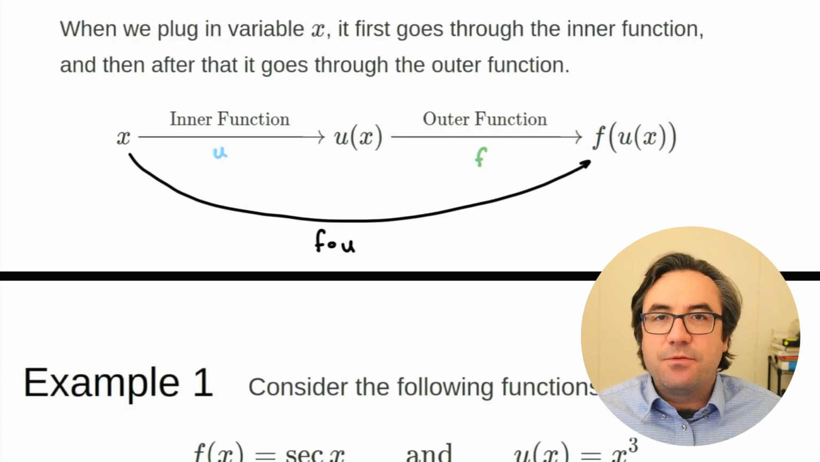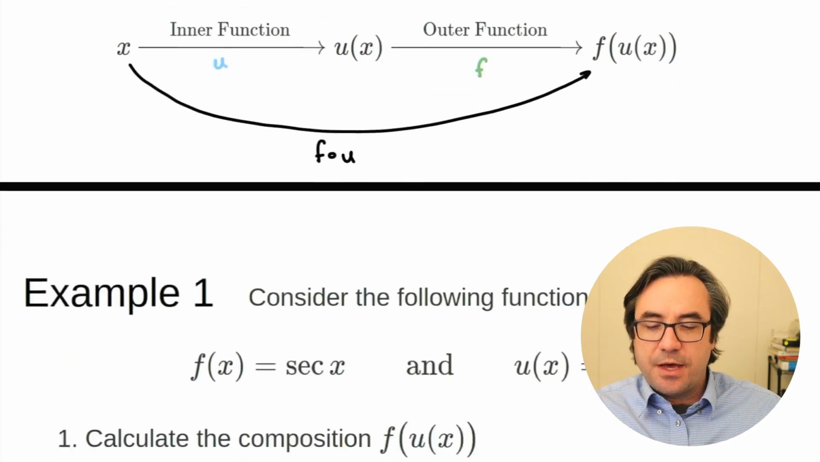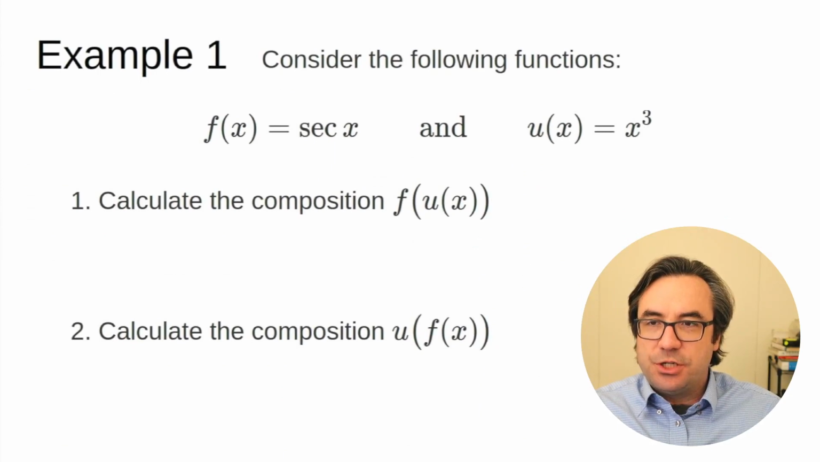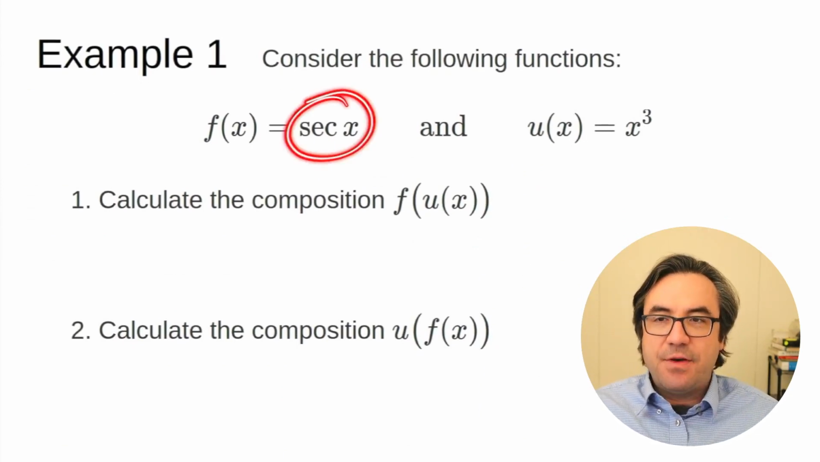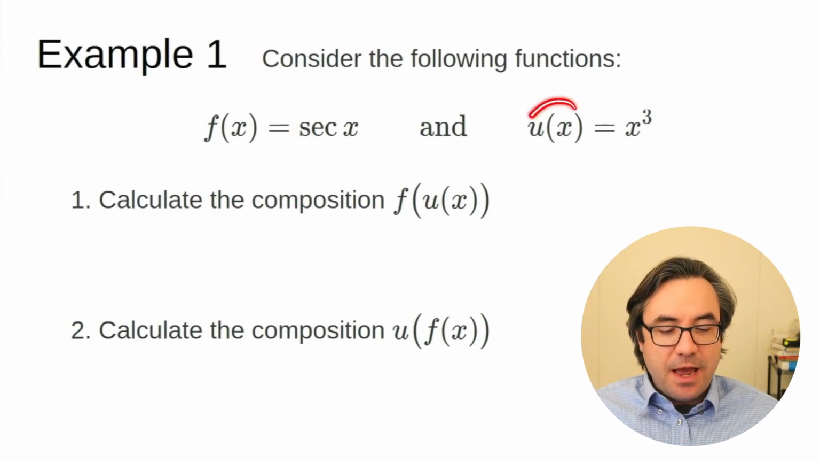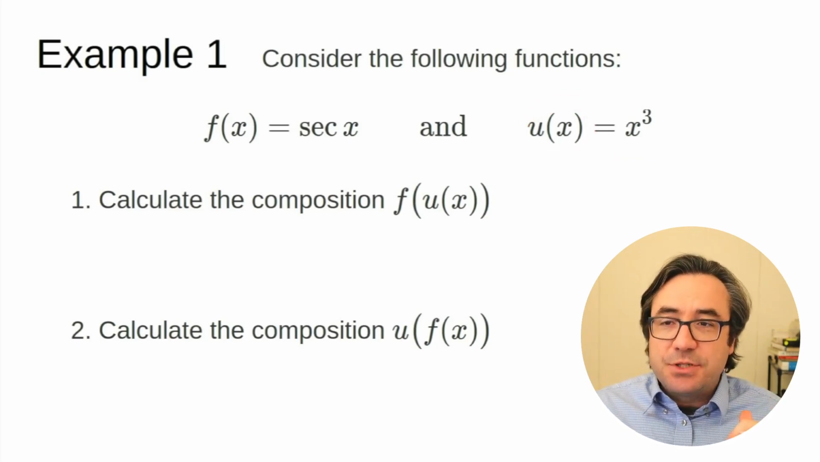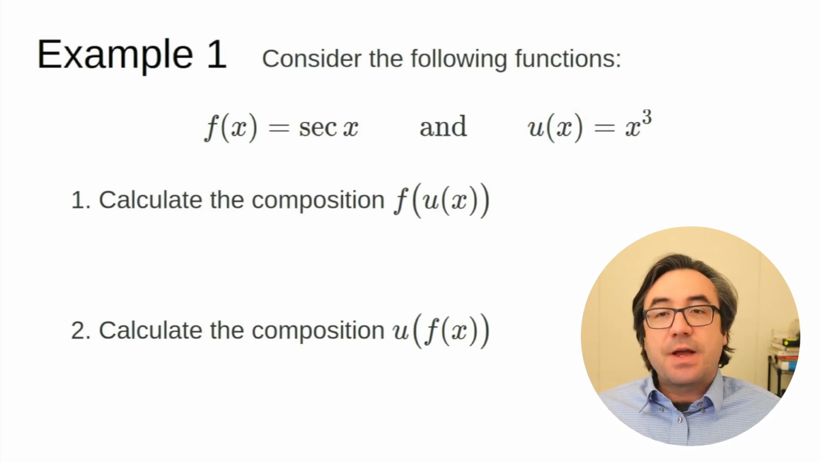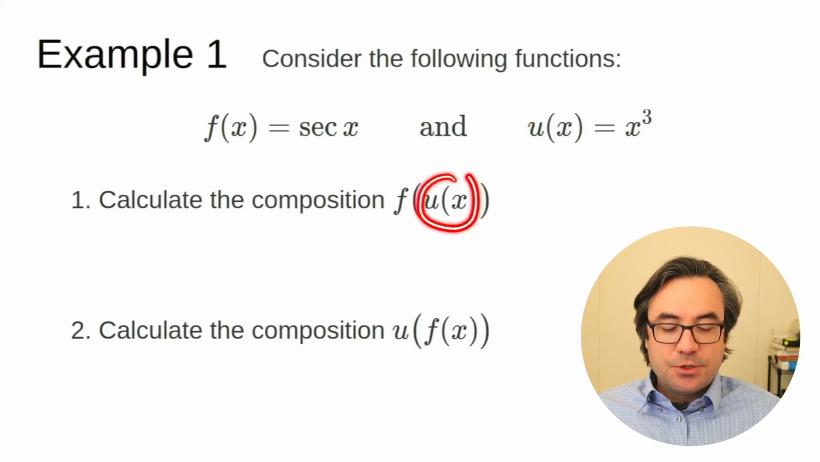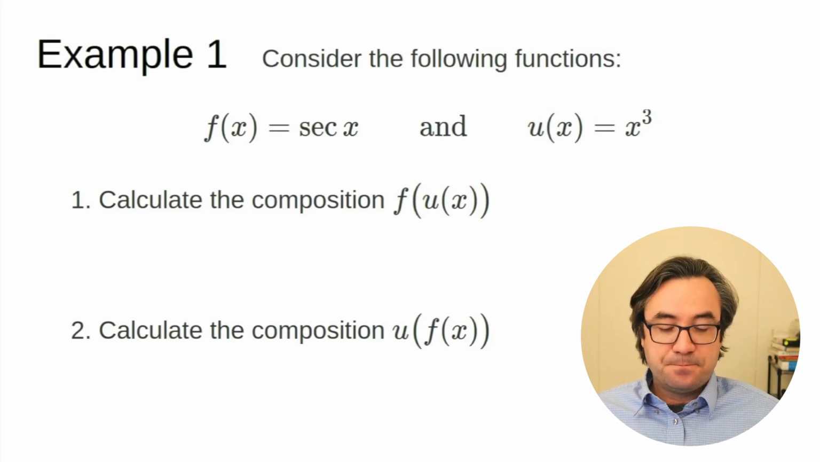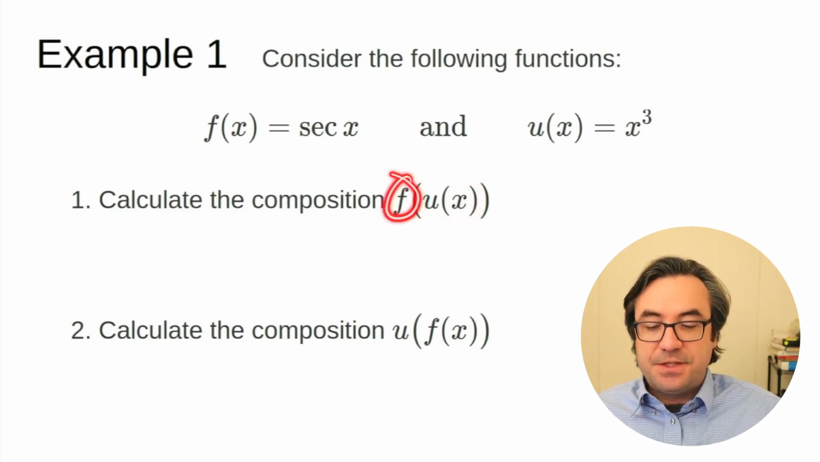So let's just see an example of what a composition would look like with some actual functions here. So example 1. We have a trig function, f of x, which is secant x, and then we have another function, u of x, which is x cubed, and we're going to calculate their composition. So we're going to calculate the composition where we take u of x and we plug it into function f. So in this formula, in part 1 here, u is the inner function and f is the outer function.